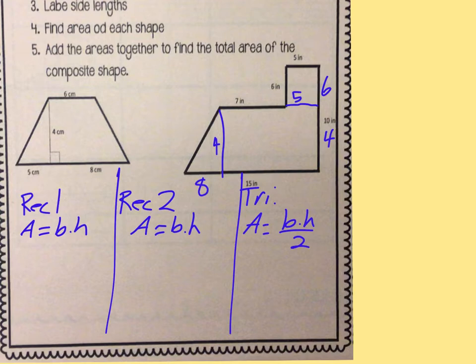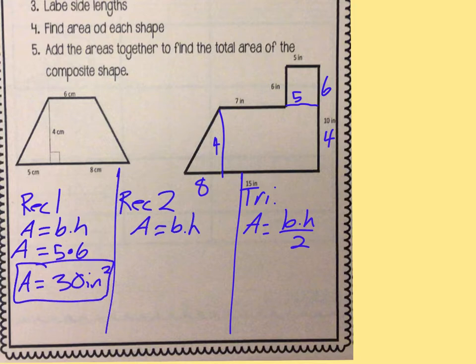Okay, now let's use our substitution. I have a base of 5. I have a height of 6. So my area of that rectangle is area equals 30 inches squared. There we go on that first rectangle.